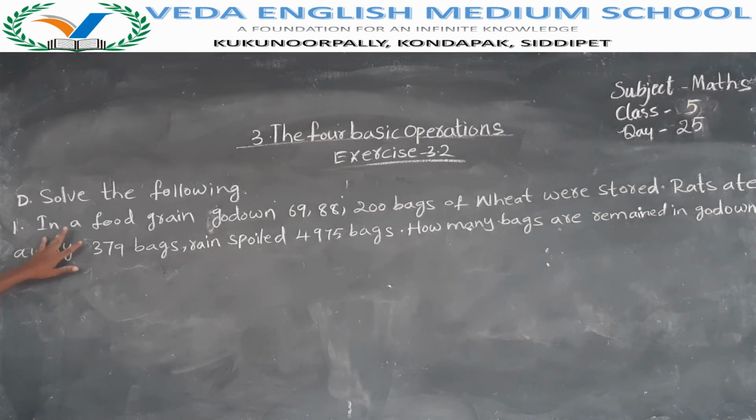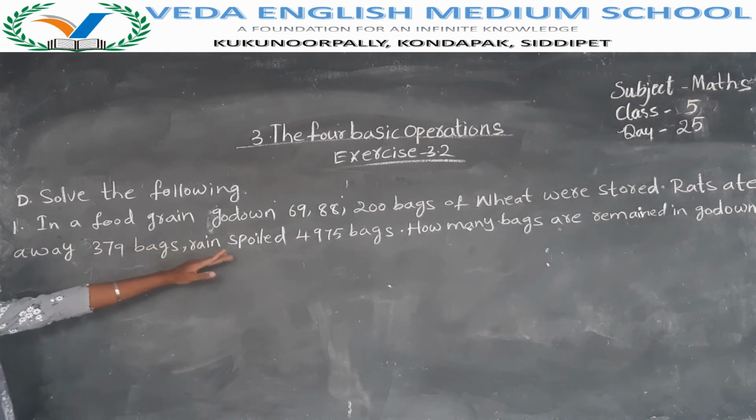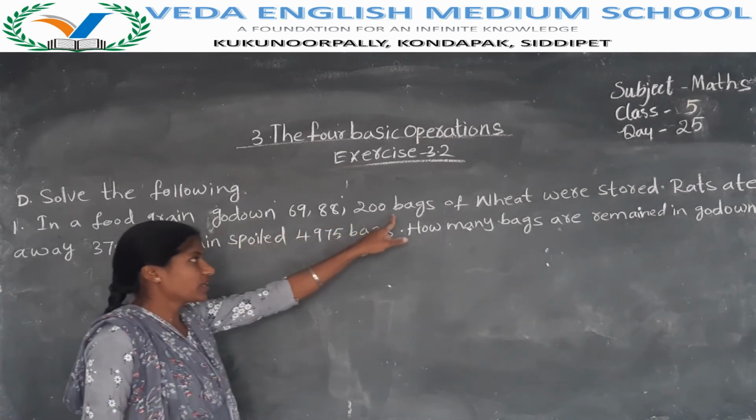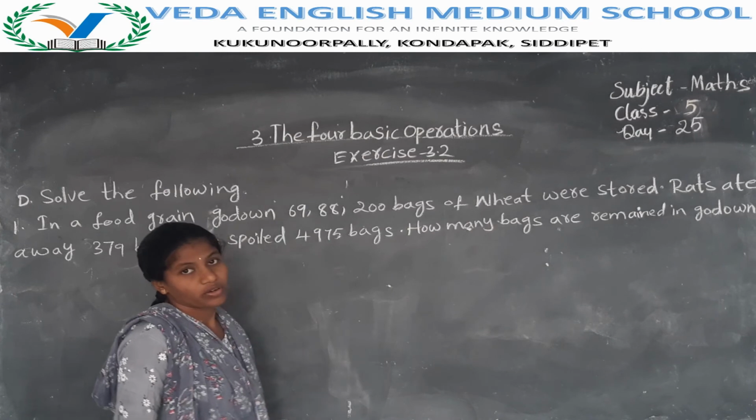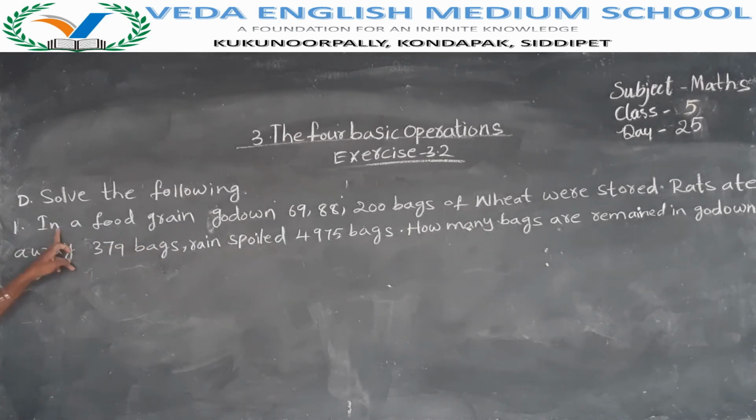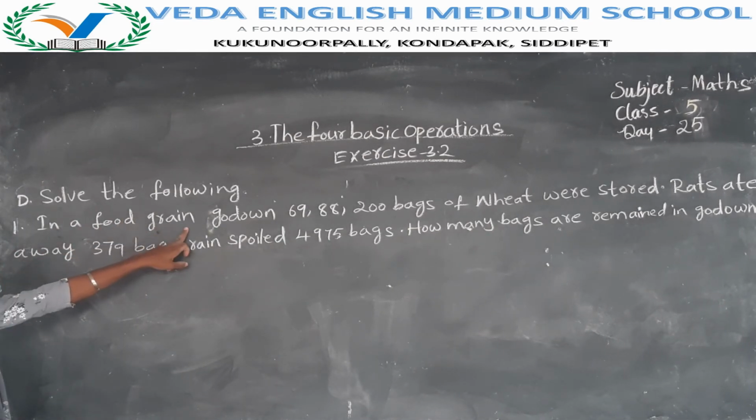First word problem is, in a food grain godown, 69,88,200 bags of wheat were stored. Okay, food grain godown.